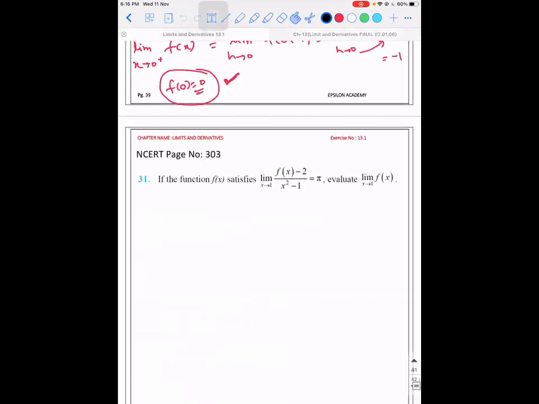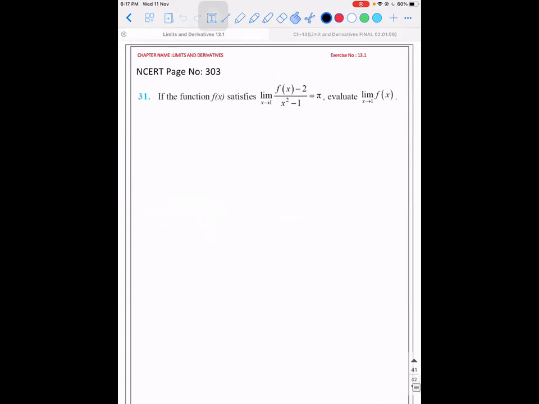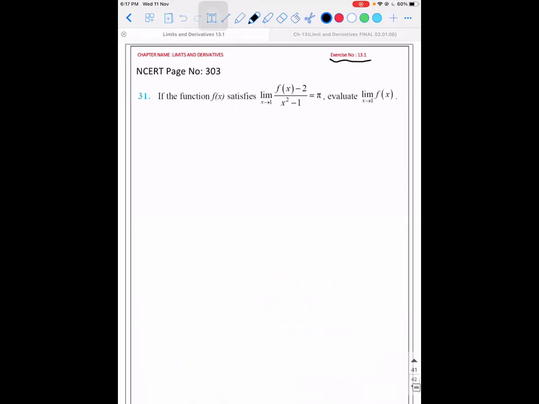So yesterday we were doing problems from exercise 13.1. We did till problem number 30. There are two more problems that are left out. We'll complete it.